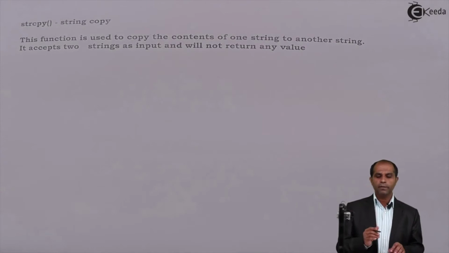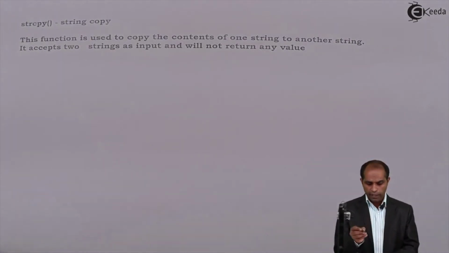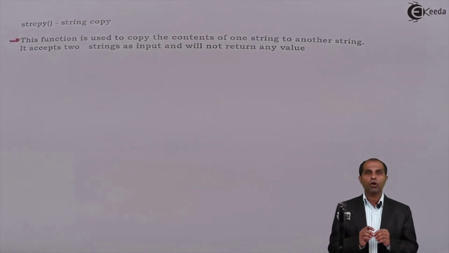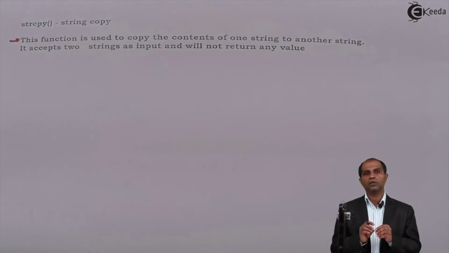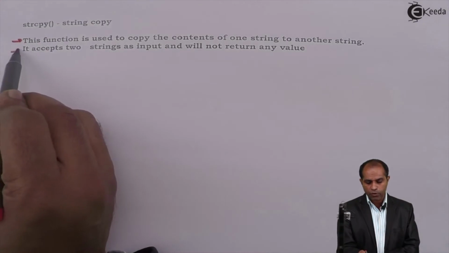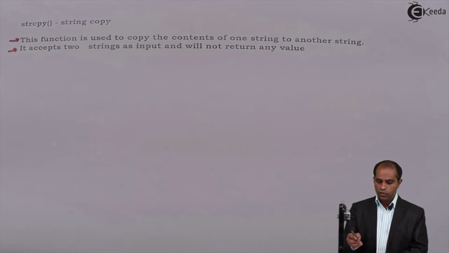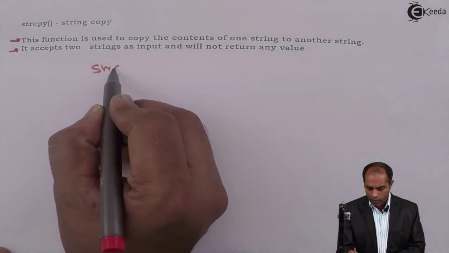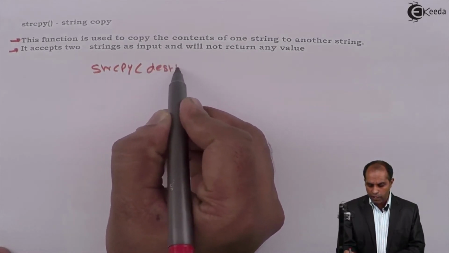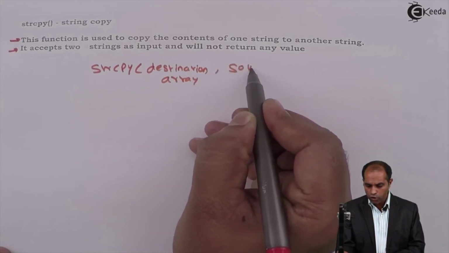strcpy. As the name itself says, first is the word description, string copy. Next, what this function is used for. This function is used to copy the contents of one string to another string. And then what it accepts? It accepts 2 character arrays as input and will not return any value. Right? So here I'll say strcpy, here the destination array, comma, the source array.